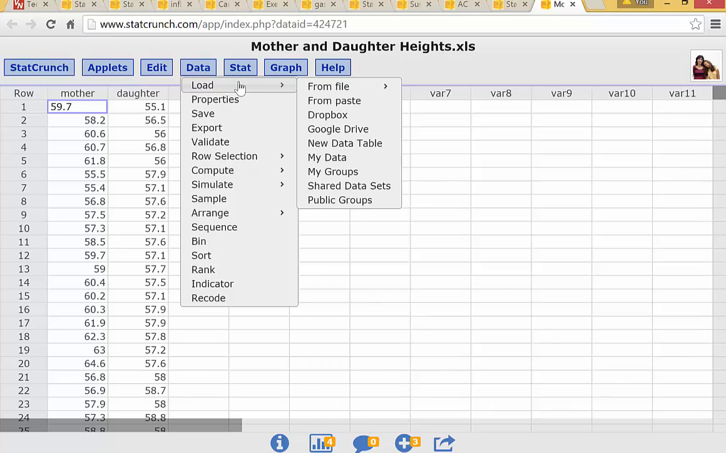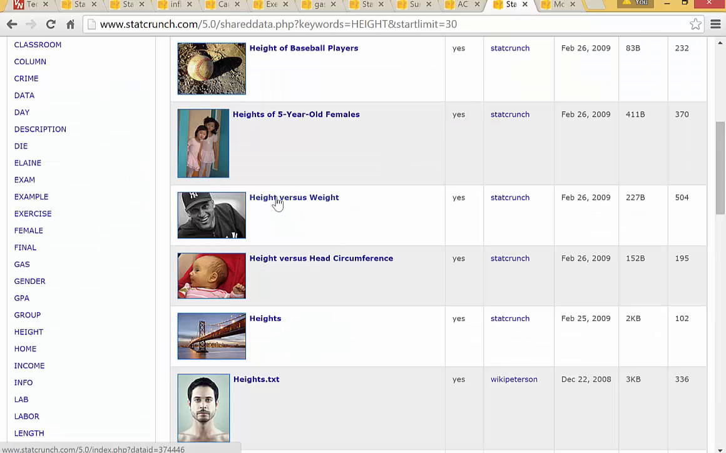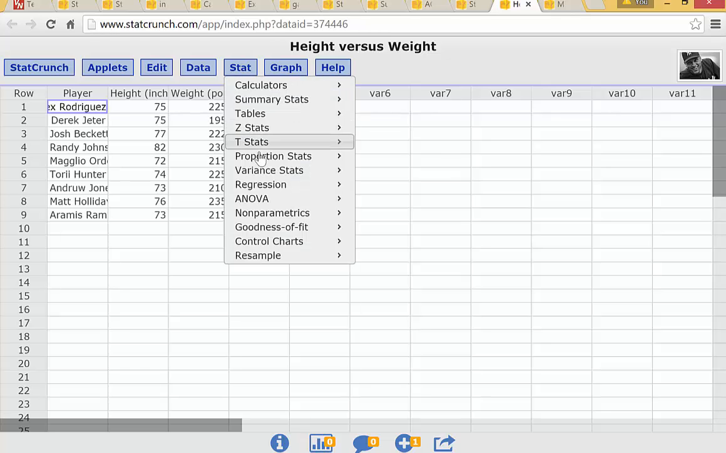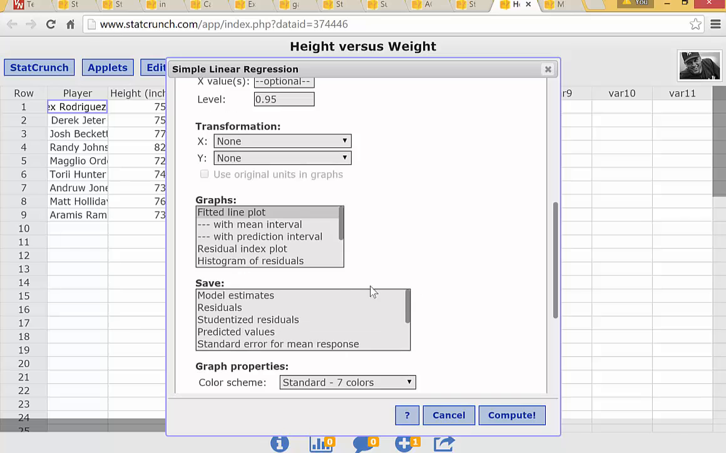So we'll click Data, Load, Shared Data Sets. Here's one that says height versus weight. So here we have some baseball players, and we have their height and their weight. So let's see what the correlation is there. So we'll click Stat, Regression, Simple Linear. We expect height to have an effect on weight. So we'll have height as the x variable, weight as the y variable. We can click Plot the fitted line and the residuals.